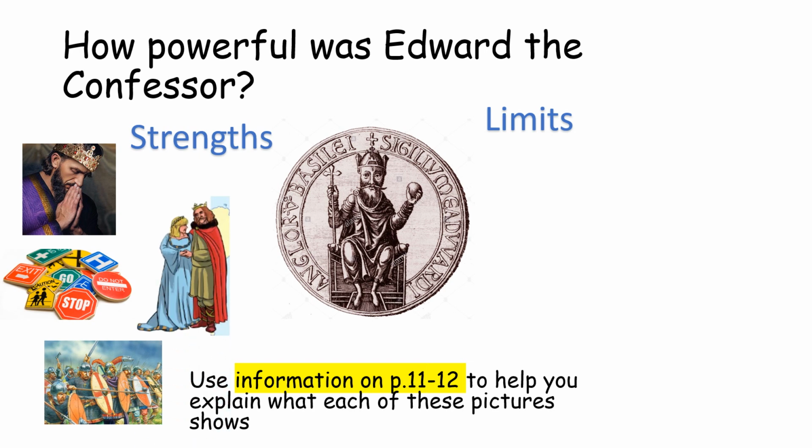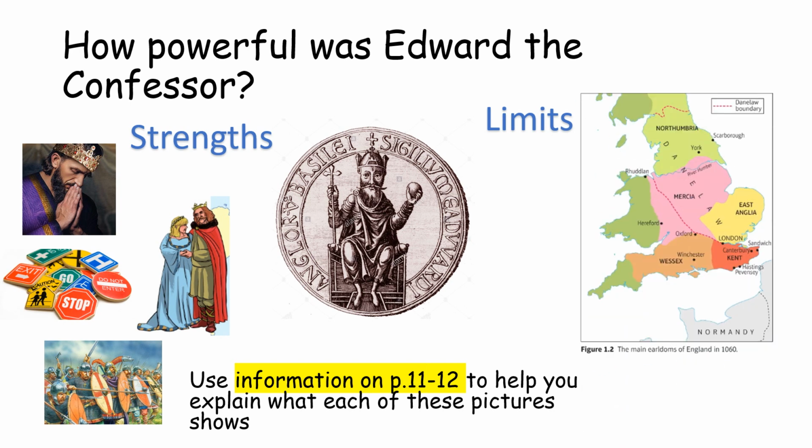And a last strength that isn't really mentioned in this part of the textbook is Edward's marriage to Edith Godwinson. And that gives him strength because it means that he's married into one of the most powerful families in the country. There were some limits, though, on his power.